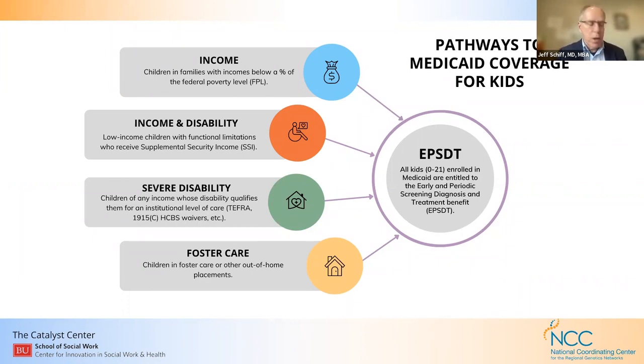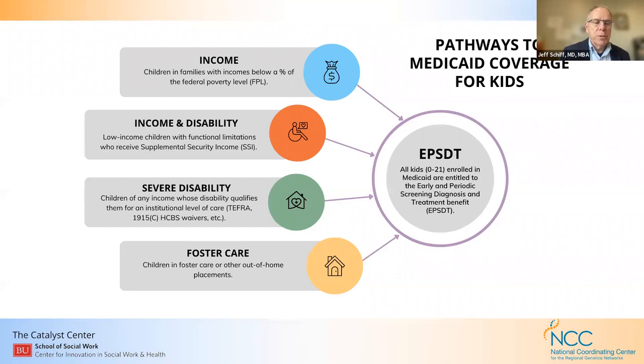Though most children are covered through income, and it's a weird term, they're called categorically needy or categorically eligible. And the income definitions are defined by each state, so each state has different definitions of who is eligible. Children can also become eligible through income and disability.